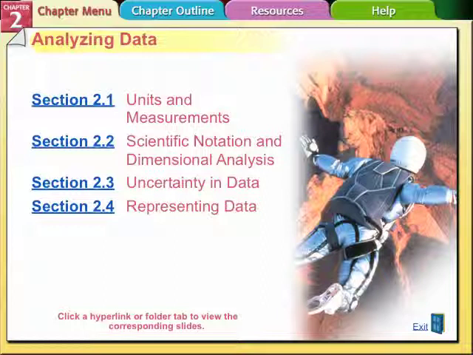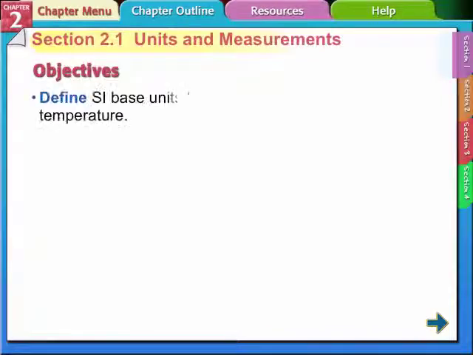There are 4 sections to this chapter. We are going to start in this video with units and measurements. The one following will be scientific notation and dimensional analysis. Third will be uncertainty in data. And then finally, representing data is section 4. We will start off with units and measurements.